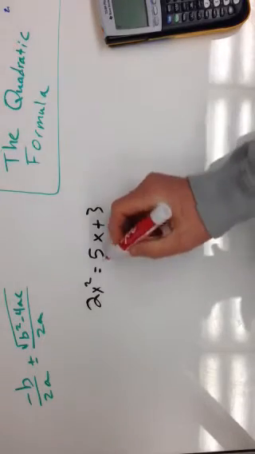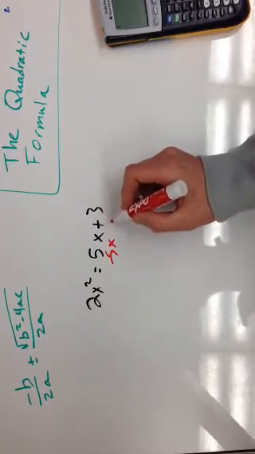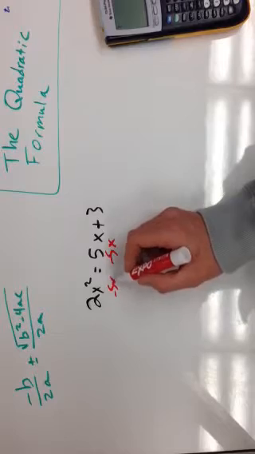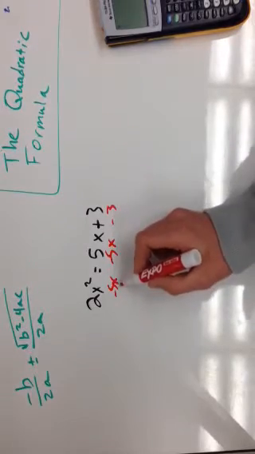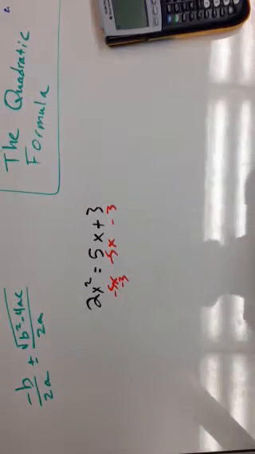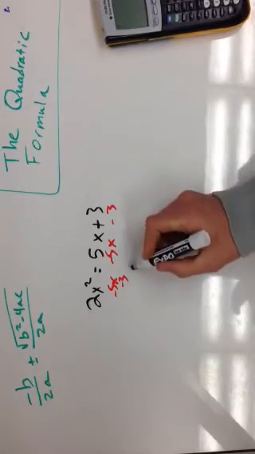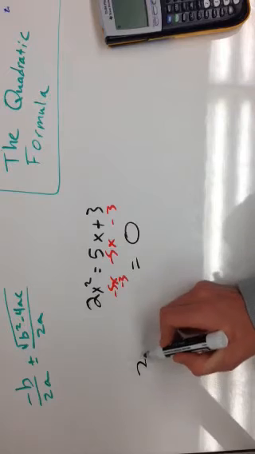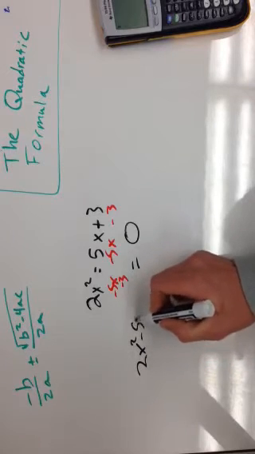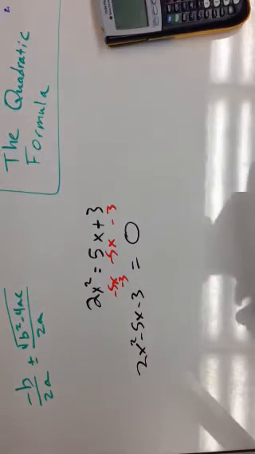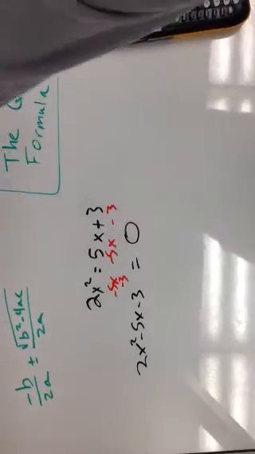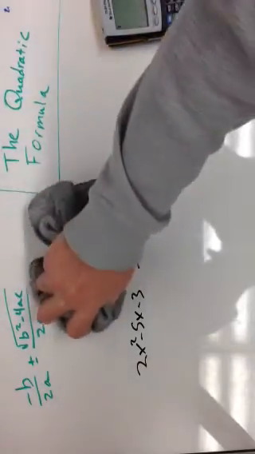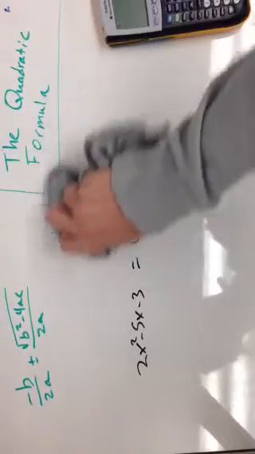Right now, we need to get this thing equal to 0 so we can start solving it. So I need to get this 5x off that side, and I'm going to get that 3 off that side as well. Basically, I'm just making this right side equal 0. So my left side will become 2x squared minus 5x minus 3. Now that it's equal to 0, I can use the quadratic formula.